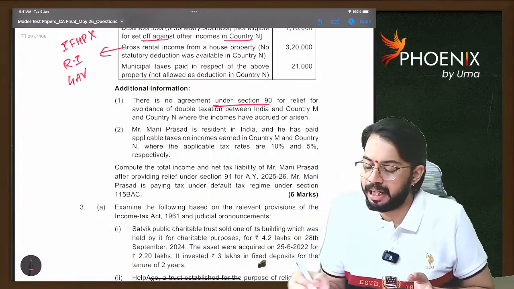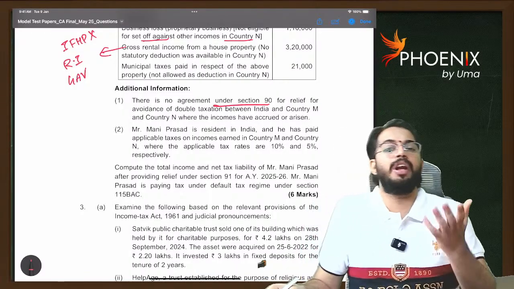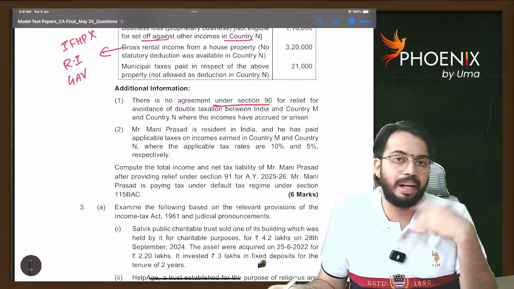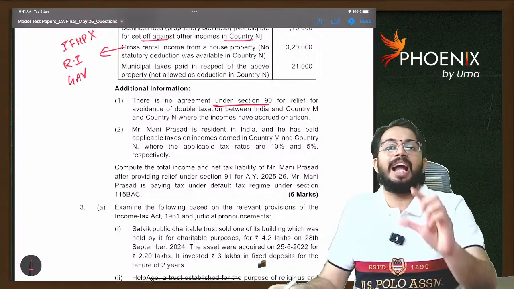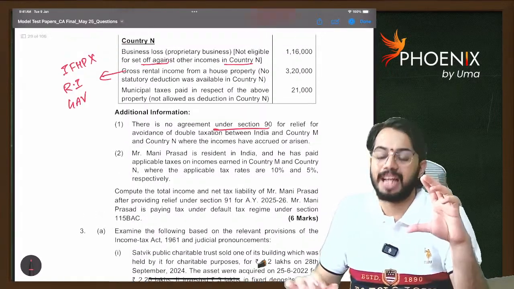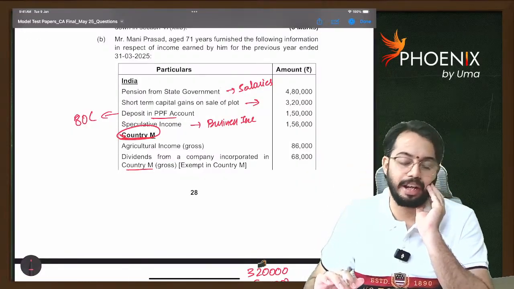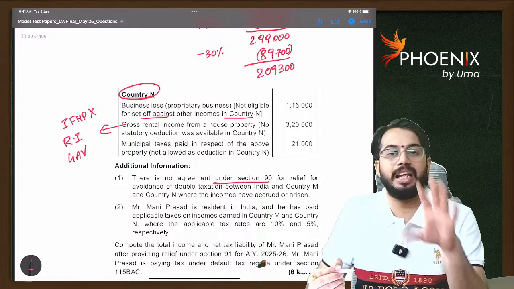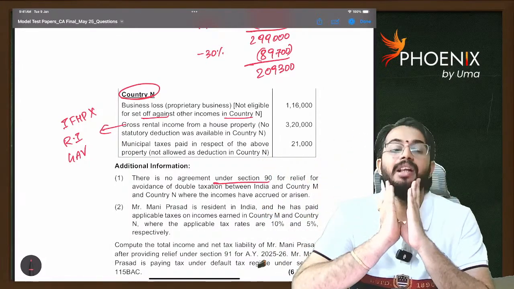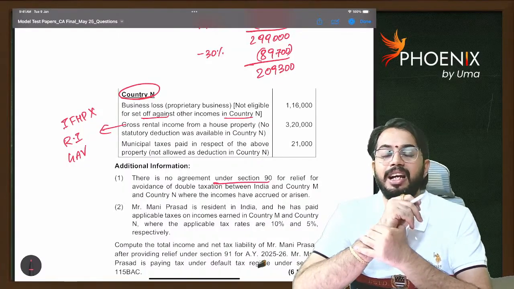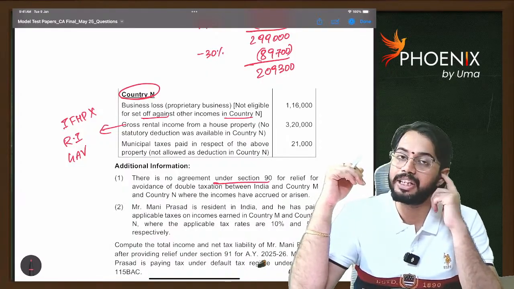If there is no DTAA agreement, then relief will be provided under section 91. We know, right? Step 1, we will calculate tax on total income. Step 2, we will calculate average tax rate in India. Average tax rate in India should be compared with average tax rate in country M, whichever is lower we need to take. Then we will compare average tax rate in India with average tax rate in country N, whichever is lower we will take. Then we will take doubly taxed income. On doubly taxed income, we will apply the lower tax rate. Thereby, we calculate relief under section 91.